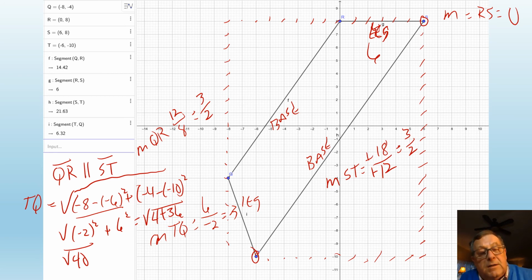Well, that's definitely not 6, is it? The square root of 40 is not 6. I could simplify the square root of 40, though, because that's 4 times 10. So that could equal 2 square root of 10. All right, so here's our conclusion. It is a trapezoid, but it is not isosceles.